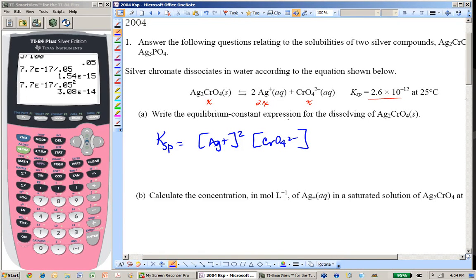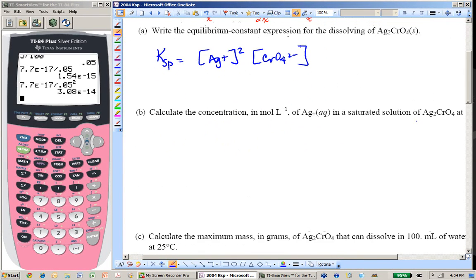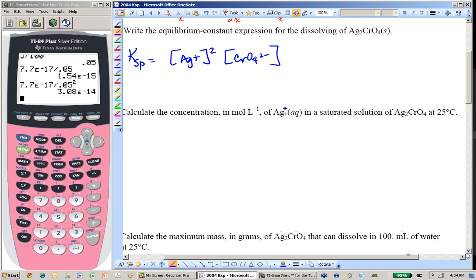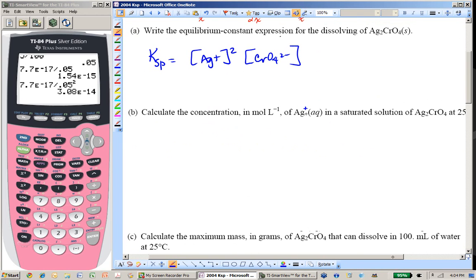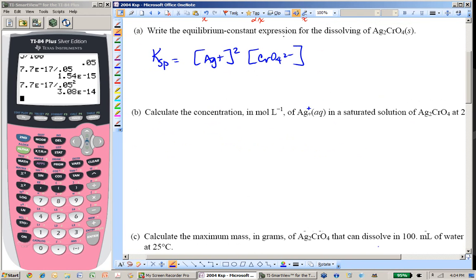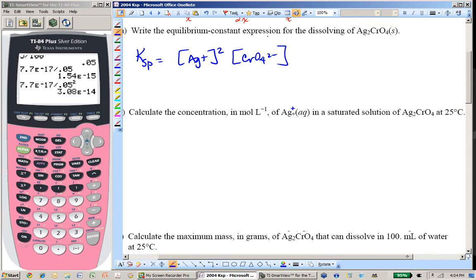Now, calculate the concentration in moles per liter of the silver ion. That should be a plus up there. Typo, sorry about that. In a saturated solution of Ag2CrO4 at 25 degrees Celsius. Well, they had you write the KSP so that you could now come along and think about this more abstractly, because they want just X, is what they really want.